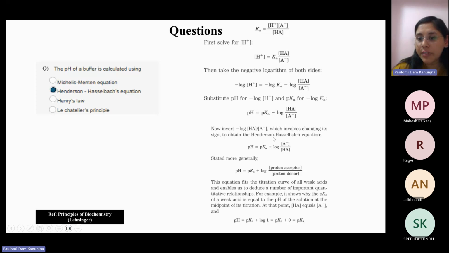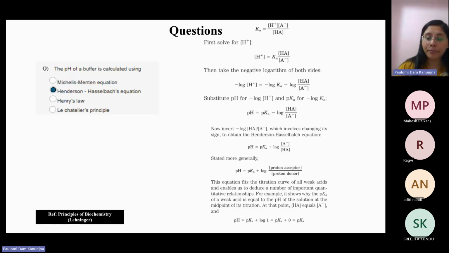Okay. So what we do is we remove this negative sign from here and put a plus. If you're doing plus, you're basically inverting the fraction. So you're putting plus log, but this time A minus by HA. So your equation basically gets reversed. Now if you want to actually look into it, pH is equal to pKa plus log of proton acceptor over proton donor. This is how you calculate the pH of a buffer.